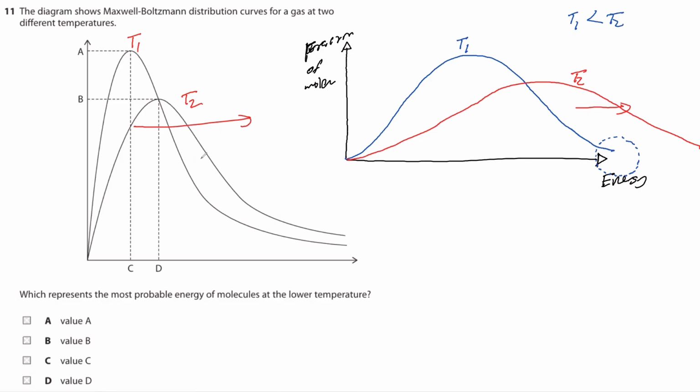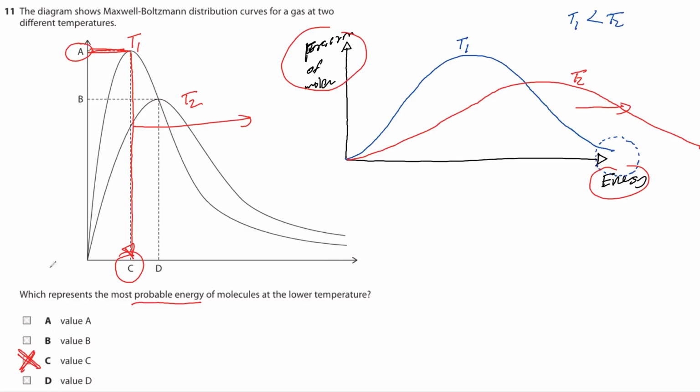Which represents the most probable energy of molecules at lower temperature? We know the lower temperature is this graph, the first graph, and the most probable energy for this lower temperature, we know that this value is not the value. What is this? Fraction of molecules. They are asking what? Most probable energy. Energy is where? On the x-axis. So we have to go down. Alright, in this graph, go down. This is the value of energy. So our answer for question number 11 is answer C.